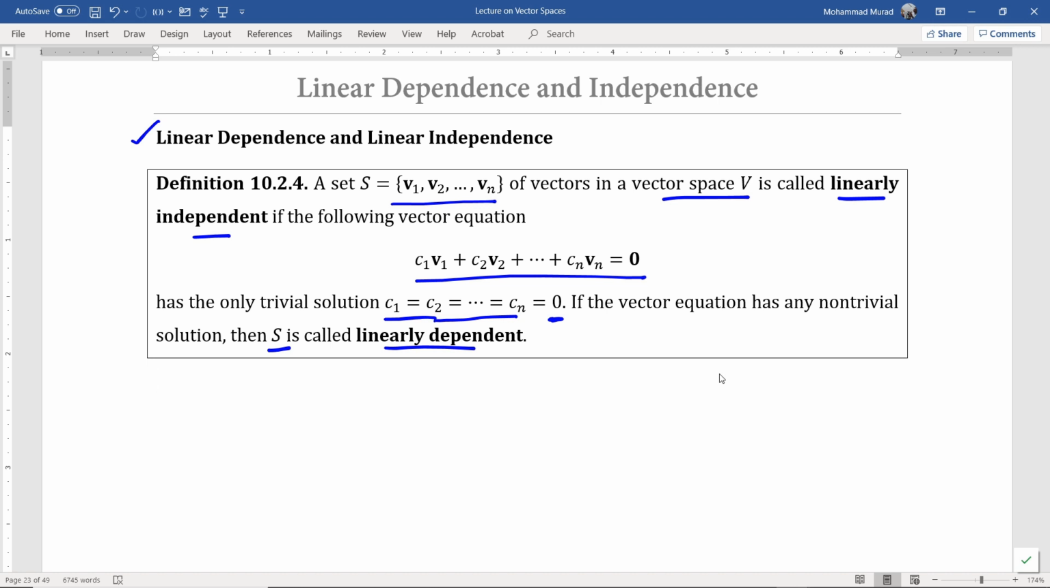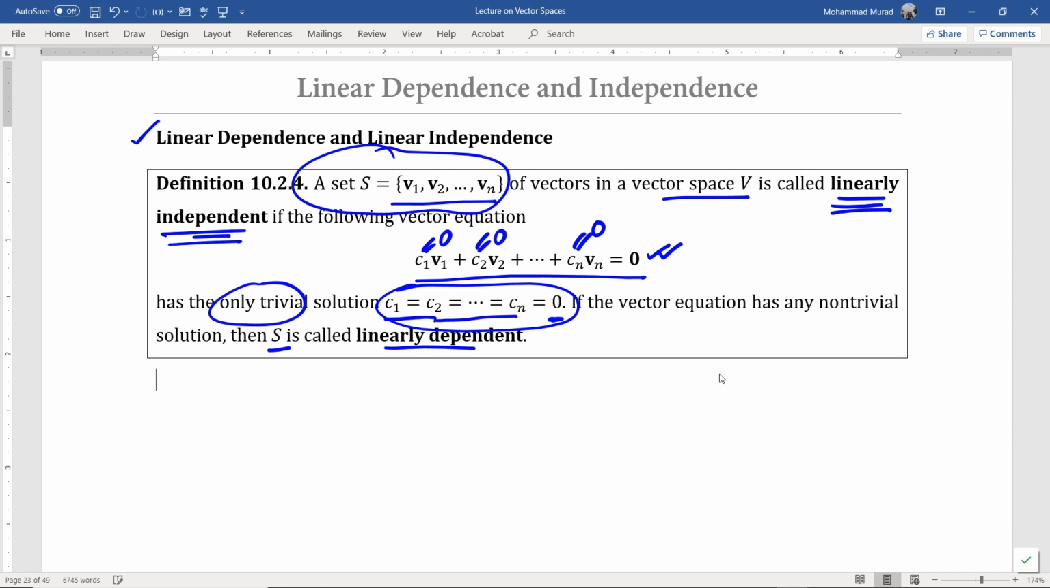Let's try to say it again. A set S of vectors in a vector space V is called linearly independent if the vector equation we see here has the only trivial solution. We observe here, if we set C1 to be equal to 0, C2 to be equal to 0, and all the way up to C sub n equals 0, we get the equation automatically satisfied. So such an equation always has the trivial solution. Now, if the equation has the only trivial solution, then we say the set S is linearly independent. Otherwise, we say it is linearly dependent.